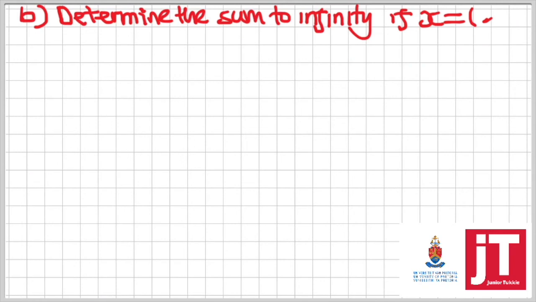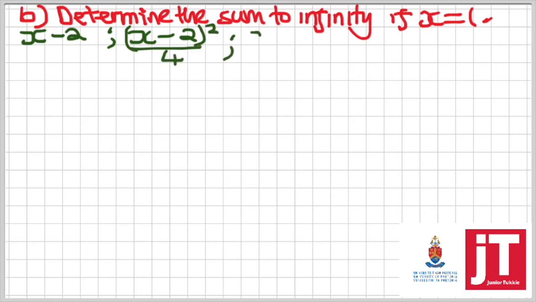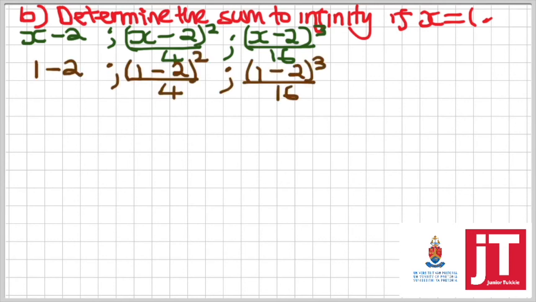The last question. Determine the sum to infinity if x is equal to 1. So we're going to start off by rewriting the three terms in algebraic form as they were given. Then after doing that, we're going to substitute our 1 in place of x to get 1 minus 2, and we get (1 minus 2) to the power 2 over 4 and (1 minus 2) to the power 3 over 16. Simplifying those values, we get -1, we get 1/4, we get -1 over 16, representing our three terms.